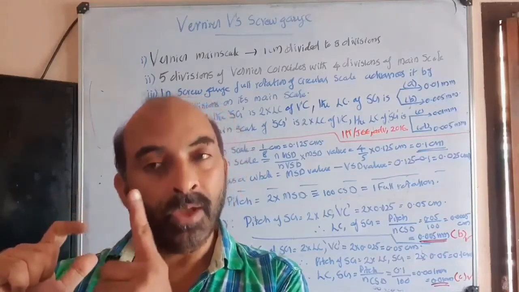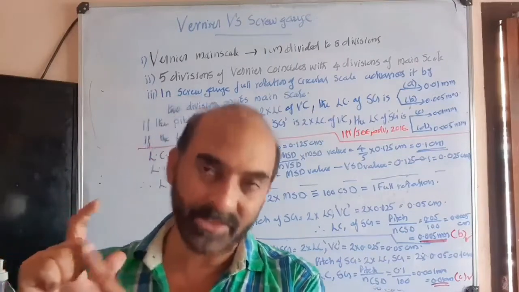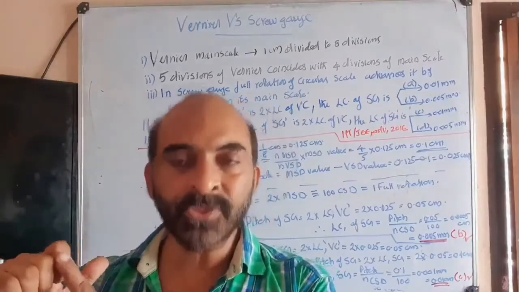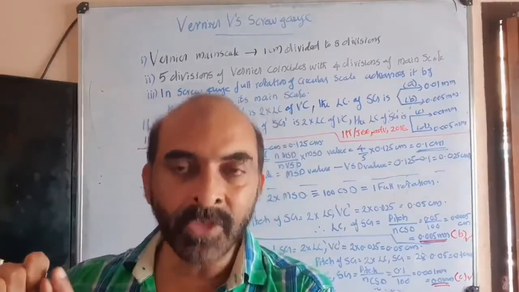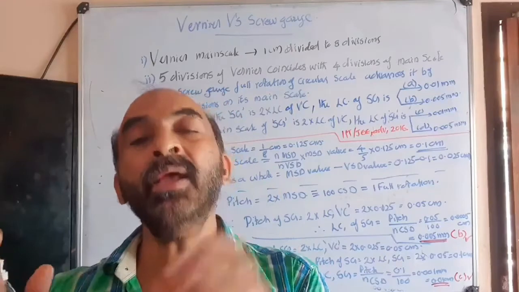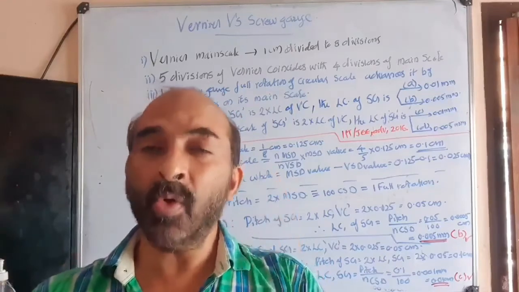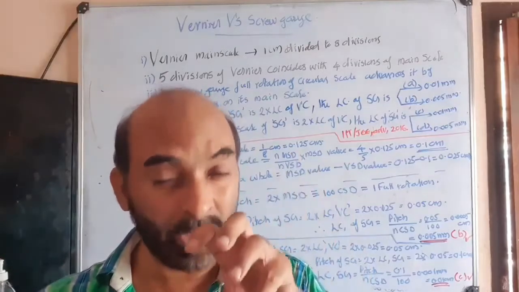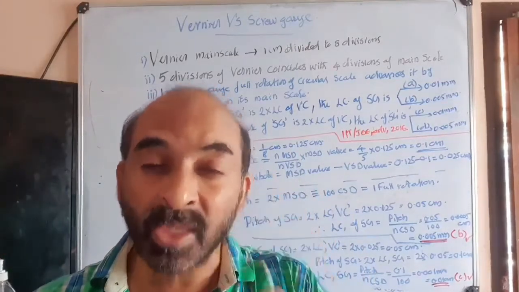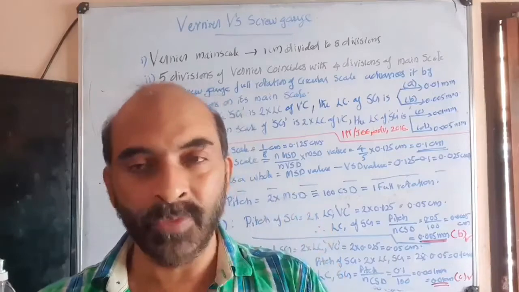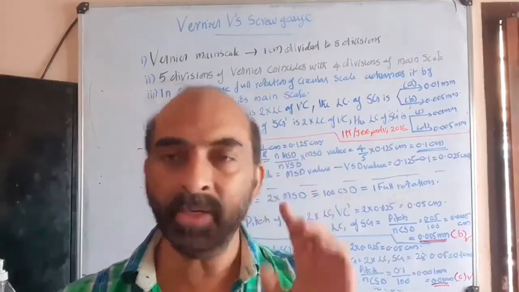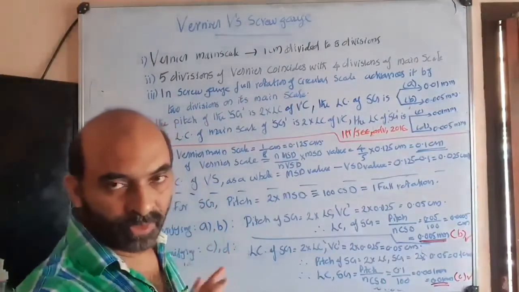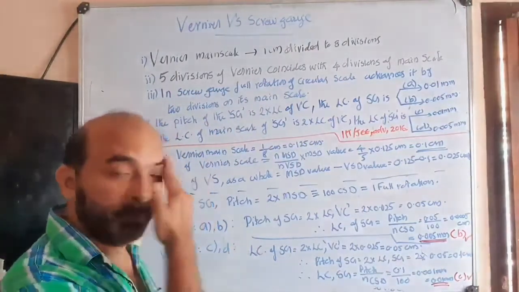Then, coming to the screw gauge: the pitch of the screw gauge, the main scale division of the screw gauge, and the least count of the screw gauge. So all the ideas are brought together into the concept, and you have to bring all of them together to solve this problem. Now we follow the problem. We are going to start solving it.